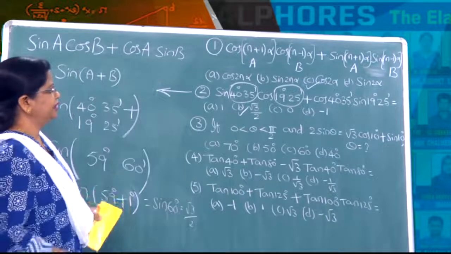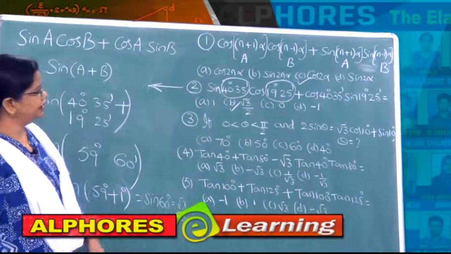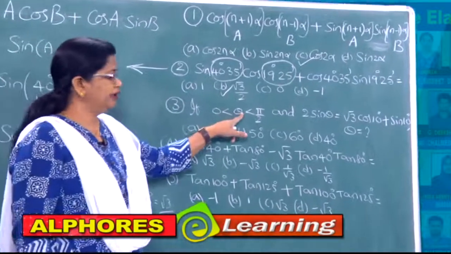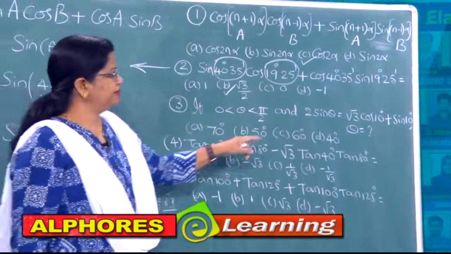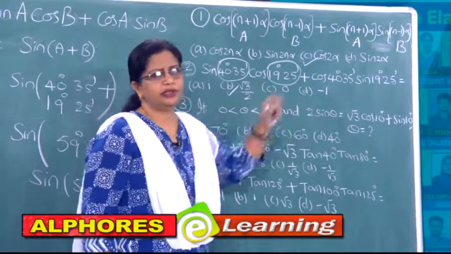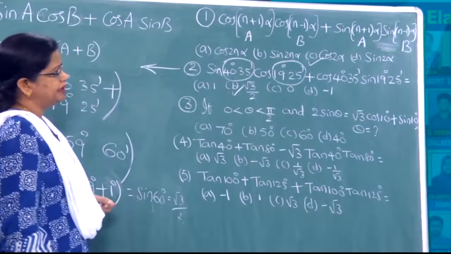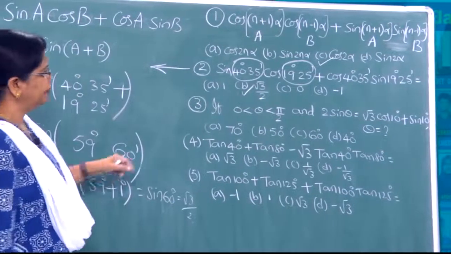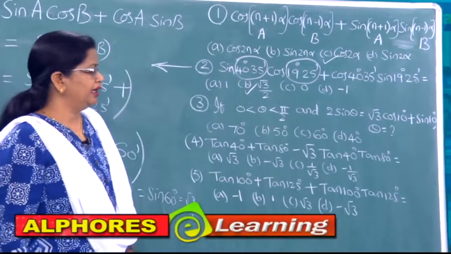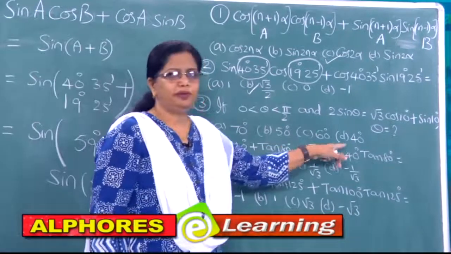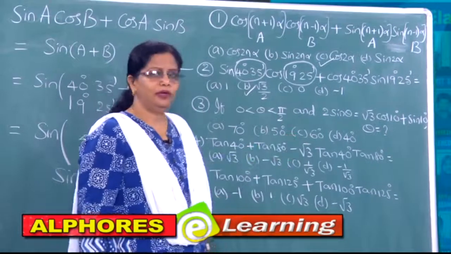Now let us see the third one. What is the third one actually? Angle theta is an acute angle. Theta is acute. 2 sin theta is given as this much. Understand? Then what is that theta value? Theta may be 70 degrees, 50, 60 or 40, and among all these 4, which is your known value? 60 is your known value.